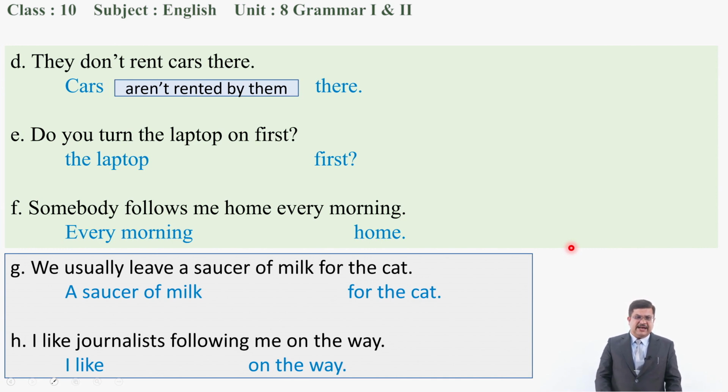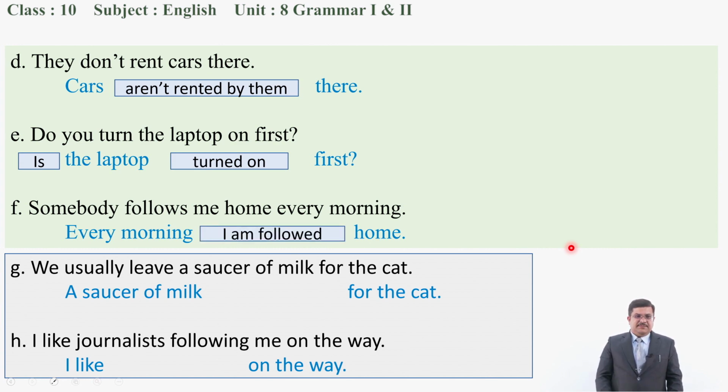Do you turn the laptop on first? What is the passive structure of this sentence? The laptop, is the laptop turned on first? Yeah, when the sentence begins with do and does, there must be is, am, are. Somebody follows me home every morning. Every morning I am followed home. We usually leave a saucer of milk for the cat. A saucer of milk is left for the cat.